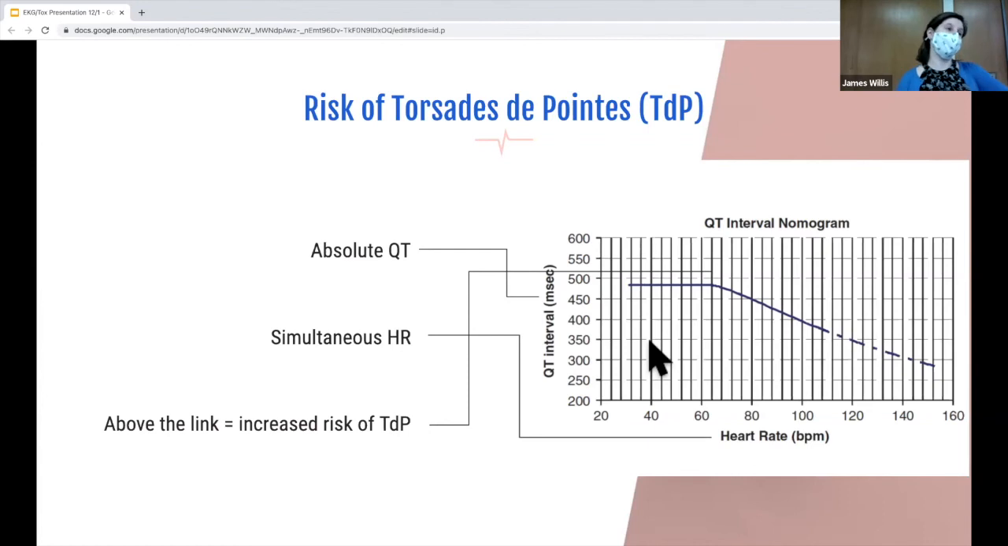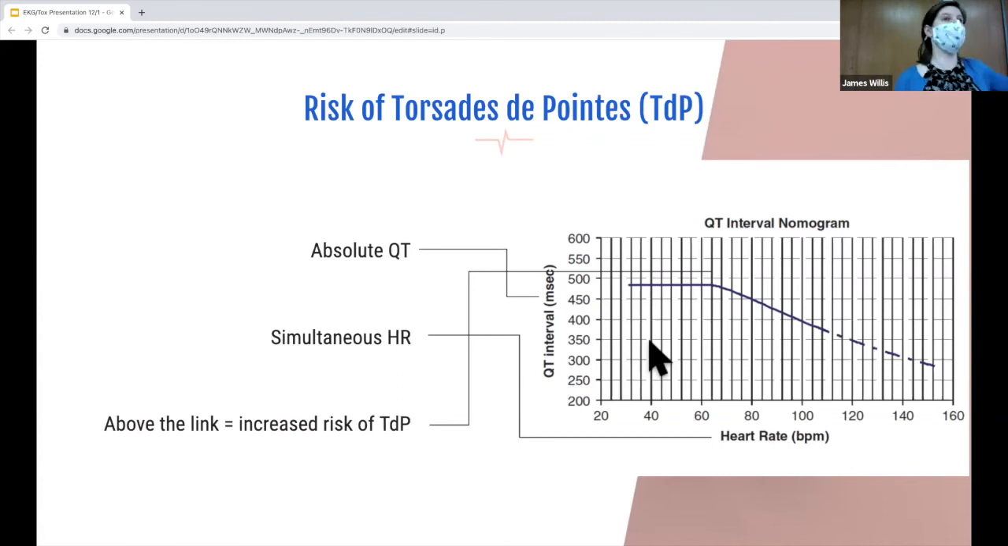So meds that cause bradycardia have an increased risk of torsades because those go together as an increased risk, whereas the tachycardia is kind of like a protective benefit. That's why medications like quetiapine have a lower risk of torsades. It doesn't mean the patient's not going to go into torsades. It just means it's a lower risk.